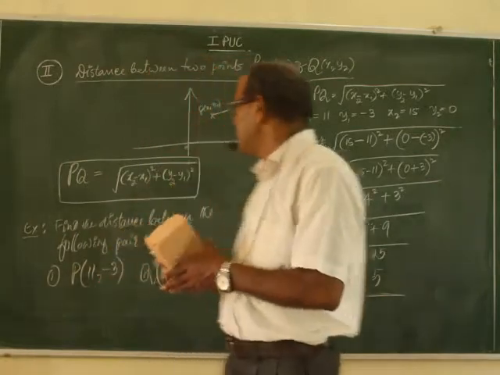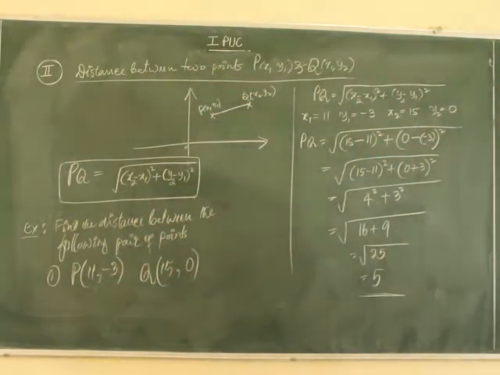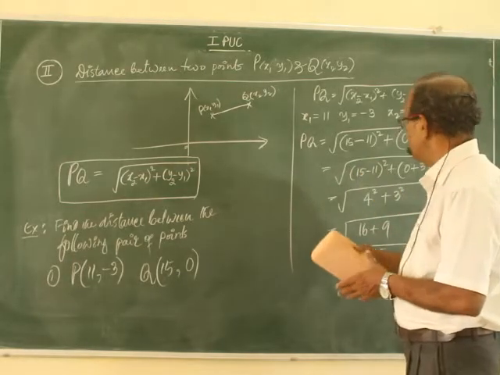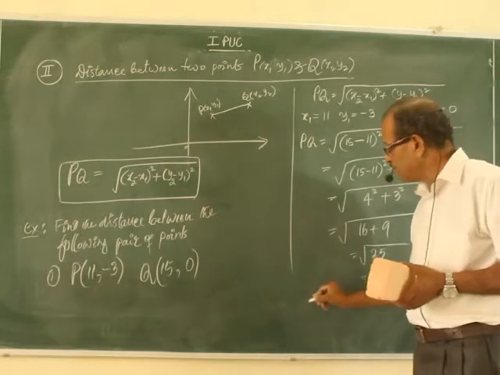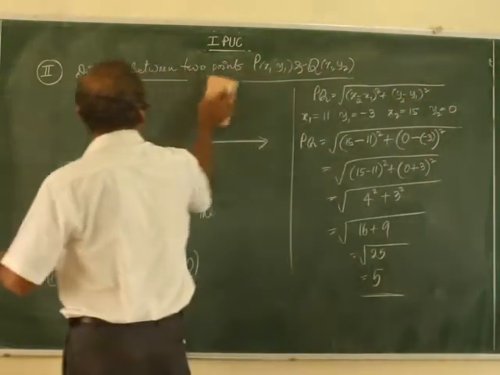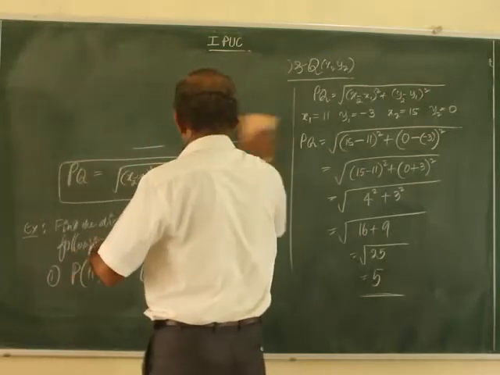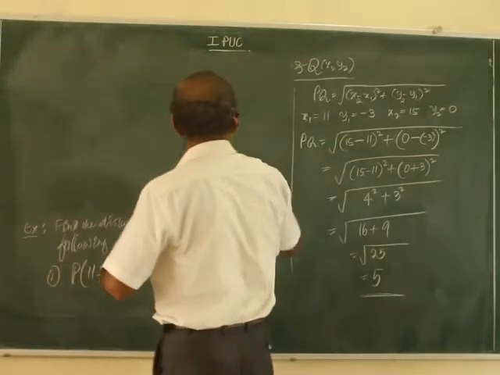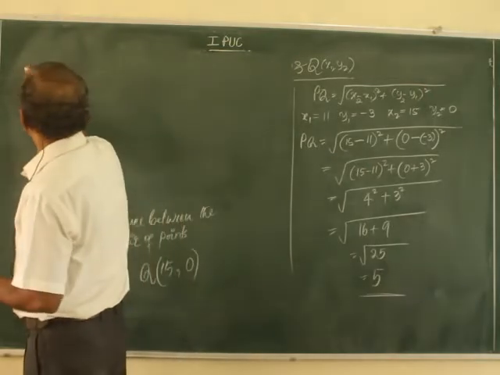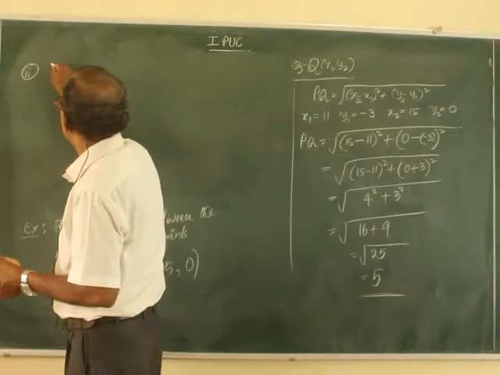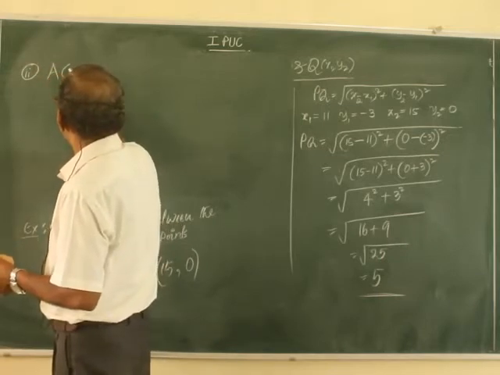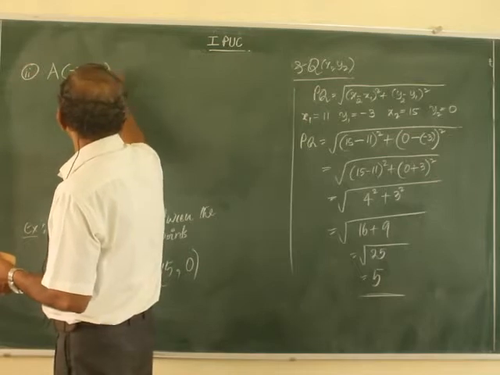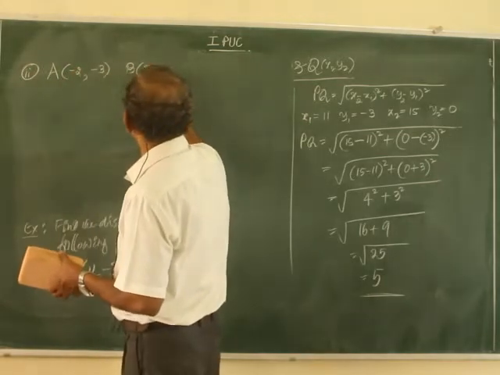Using the formula, you can find the distance between any 2 points. Clear, no? 2 more problems for you to work out, see. Second one: A (-2, -3), B (5, -6).